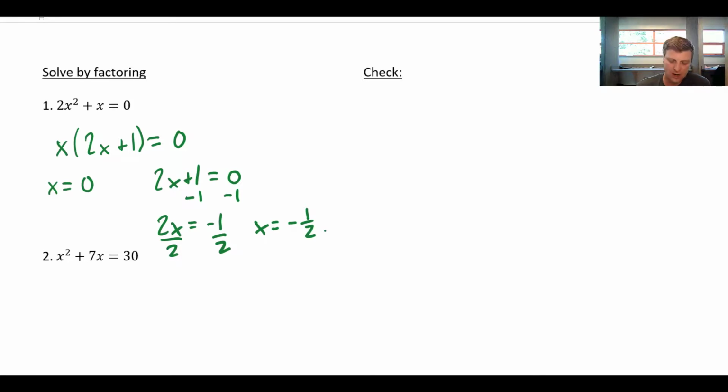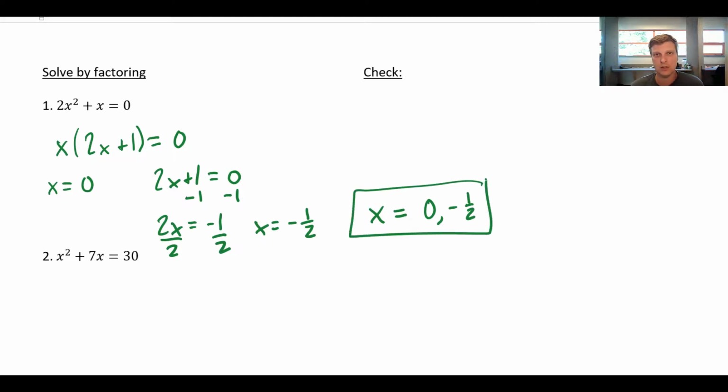And it's probably worth just formalizing our answer here and making it really clear. We've done a bunch of work over there, but it's a bit messy. So I'm going to say x can equal either 0 or negative 1/2. And those are my 2 possible solutions.